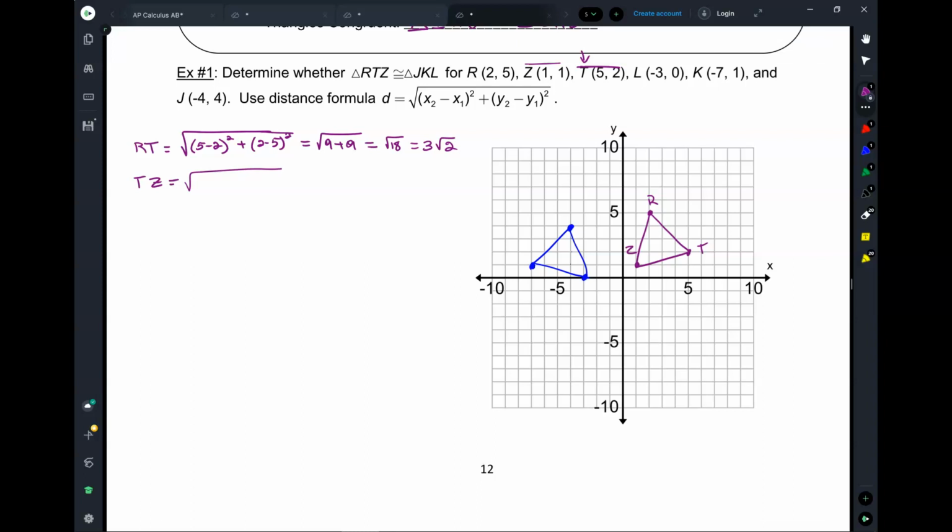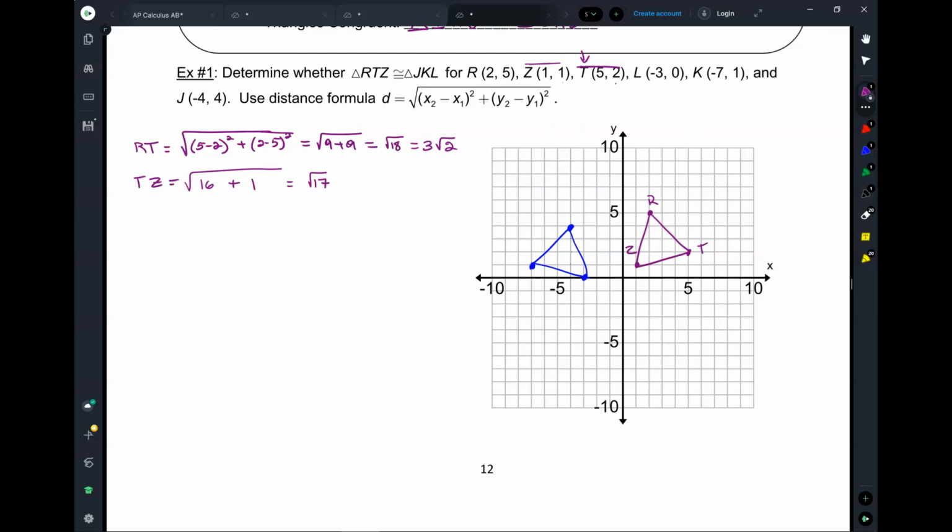How much is the difference between them? From 1 to 5, that's 4 units, correct? So 4 squared is 16. Plus, from 1 to 2, the y's, what's the difference in between them? 1. 1 squared is 1. So that's root 17.